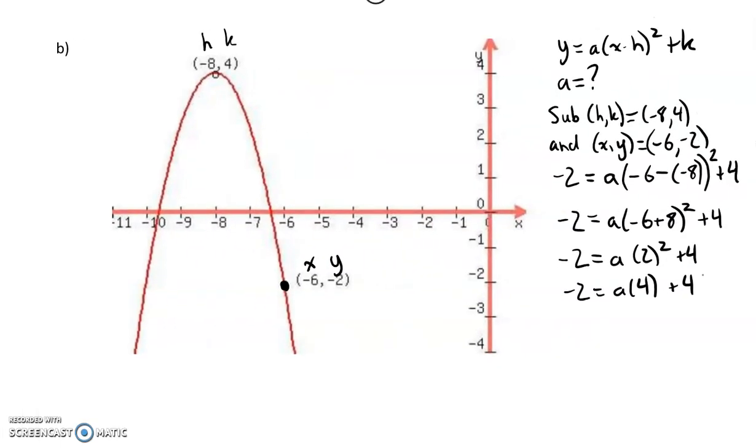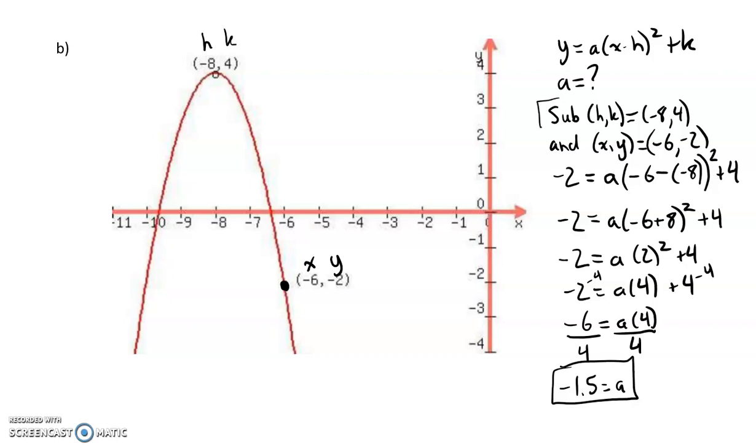So let's do that. If I subtract 4 from both sides, that gives me -6. And then I have 4a, or a times 4. If I divide by 4 now, I get a to be -1.5. And if a is -1.5, I know that the h and k values were -8 and 4. And I can go ahead and I can write my equation.